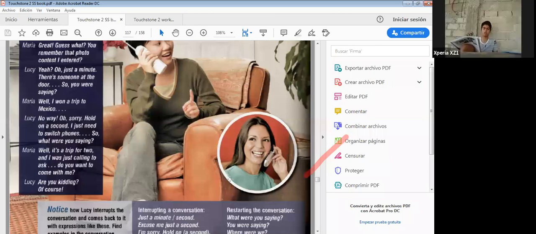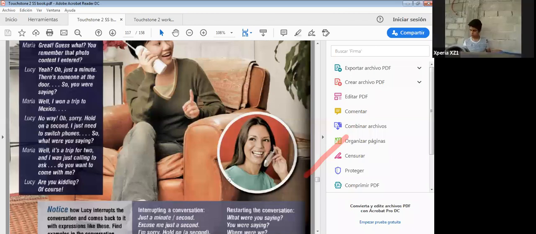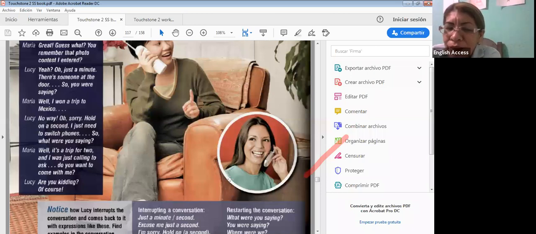You can use the whole conversation because you have to interrupt the conversation twice, remember. You only are going to change the situations. I mean the reasons why you interrupt the conversation.